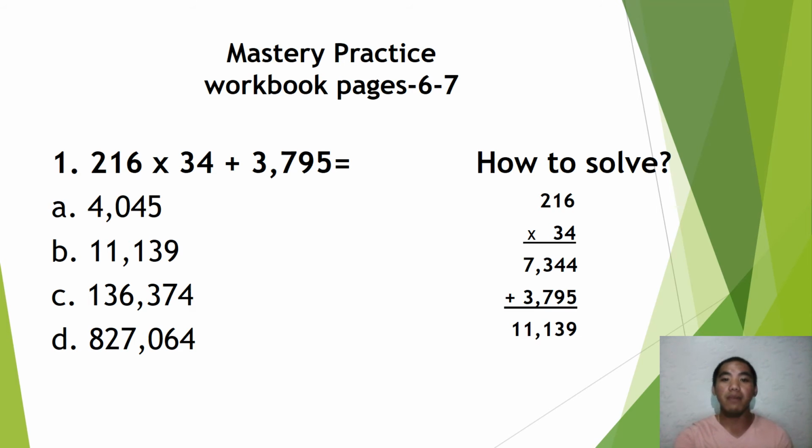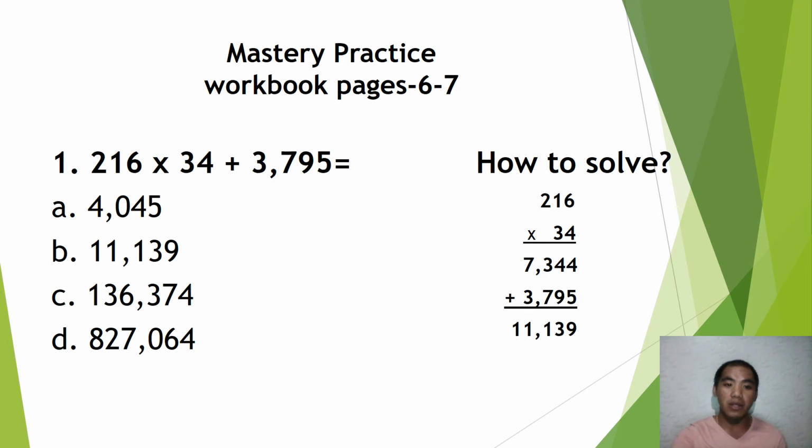And now let's have the mastery practice on your workbook pages 6 to 7. So please open your workbook on page 6 to 7. We're now going to solve the problems there, applying the 4 basic operations and the rule in solving combined operations. So in number 1, for example, we have here 216 times 34 plus 3,795. We have 4 choices.